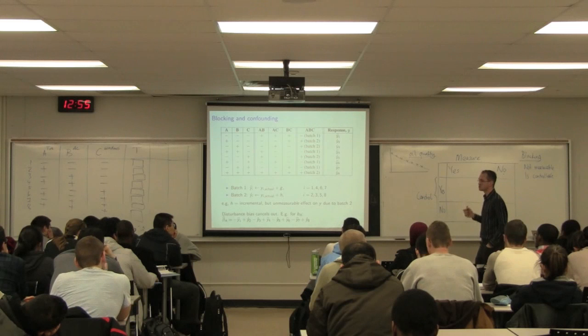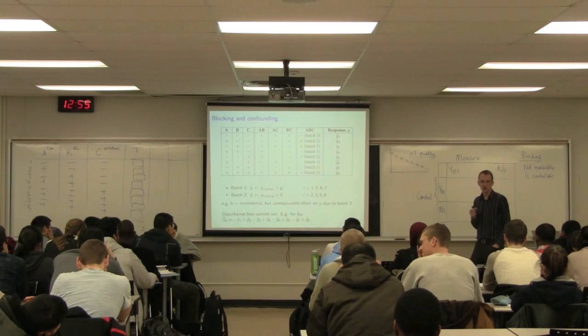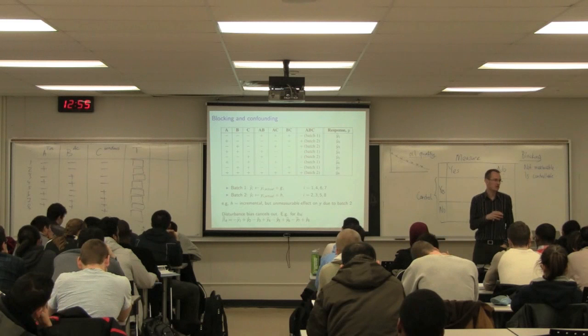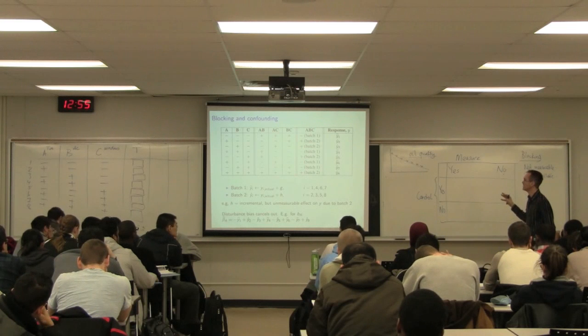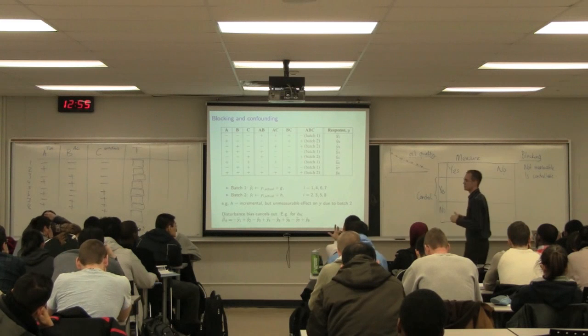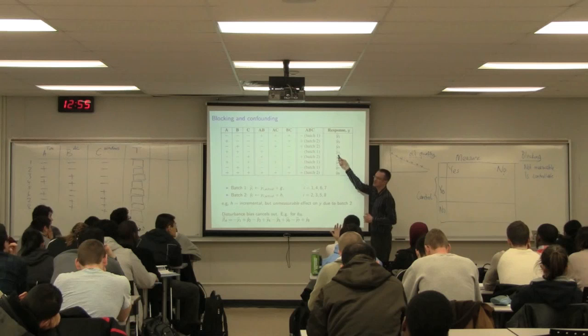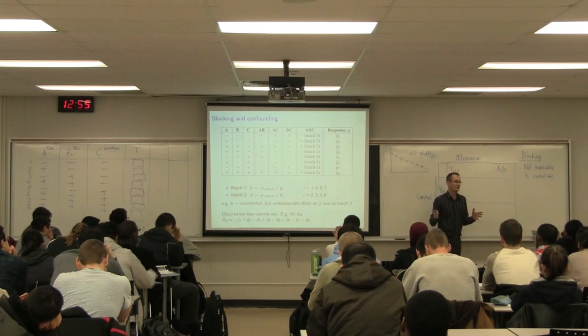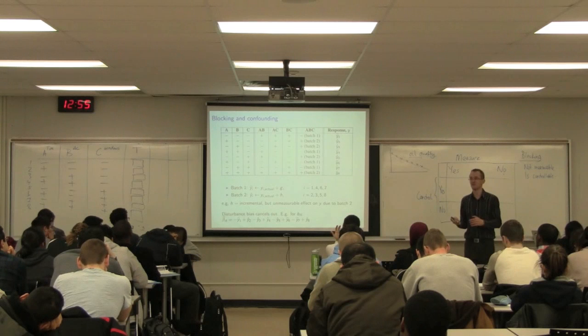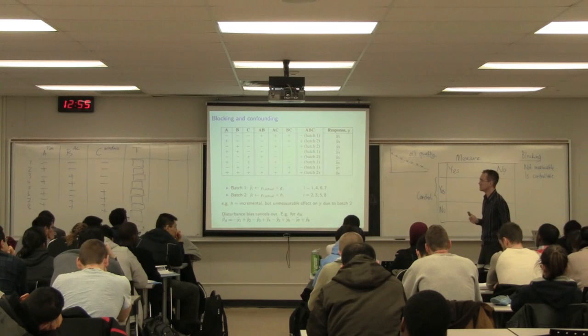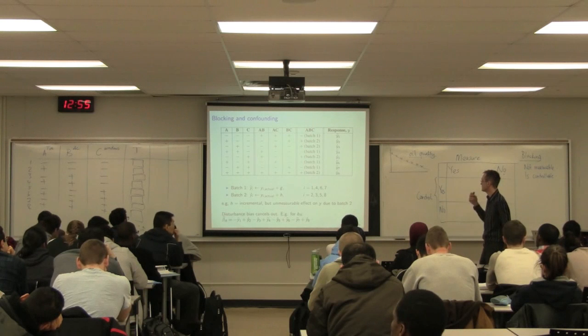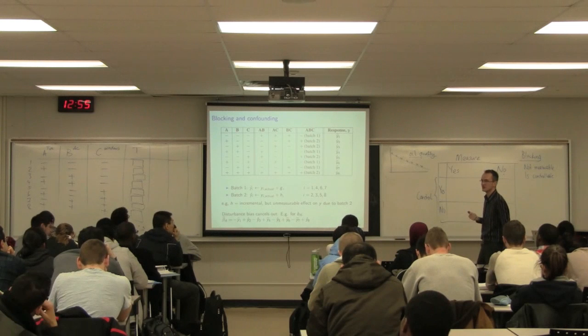So blocking and confounding are extremely important when you've got these situations, and this is a practical situation, it happens so many times that you've got a limited amount of material and you need to split your batches up. We always choose to confound on the ABC interaction, or if I was running four factors, I would choose to confound on the ABCD interaction. So I choose the interaction that's least likely to be significant.